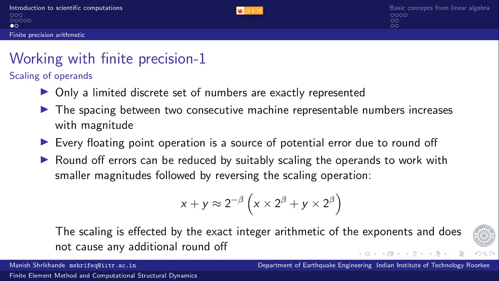So the answer is we need to scale the operands to the range where the number density is more, the spacing is less, the spacing is closer, and carry out the arithmetic operation in that range of dense number density, and then again scale it back. And while scaling back, it might incur whatever round off error had to be incurred.